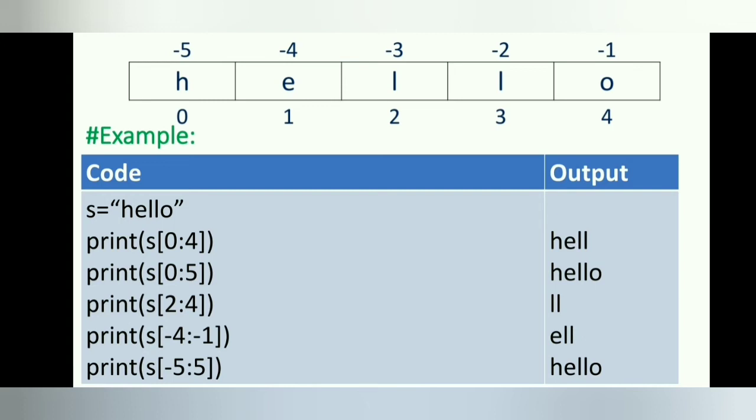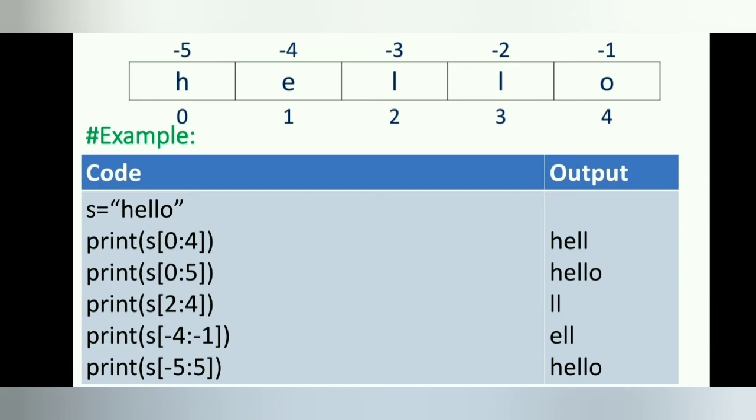Similarly, the second print statement, print s[0:5], will display the characters from position 0 to 5. Here 5 is not included, so it will display all the characters from position 0 to 4. Hence the output will be hello. The next print statement, print s[2:4], will display the characters from position 2 to 4. Here 4 is not included, so it will display the characters from position 2 to 3. Hence the output will be LL.